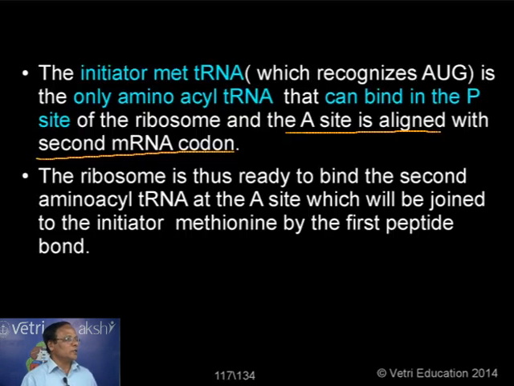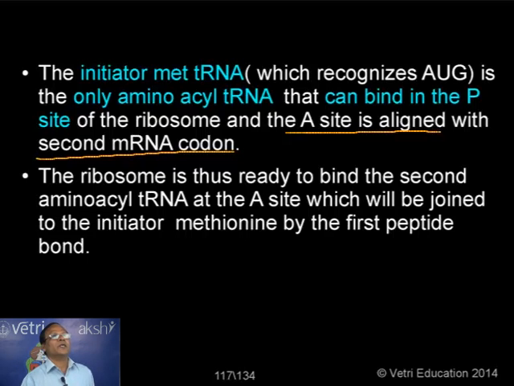...and which will be joined to the initiated methionine by the first peptide bond. So now you have what is happening. Once the methionyl tRNA binds with what is called the P site, now the A site is meant for the second amino acid tRNA, and as soon as it reaches the A site, a peptide bond, namely the first peptide bond, is formed between the methionine and the second amino acid, normally found in the second amino acid tRNA.